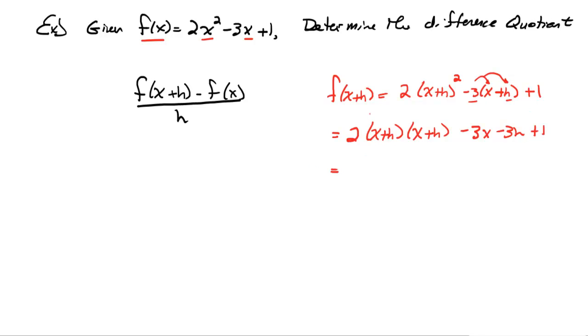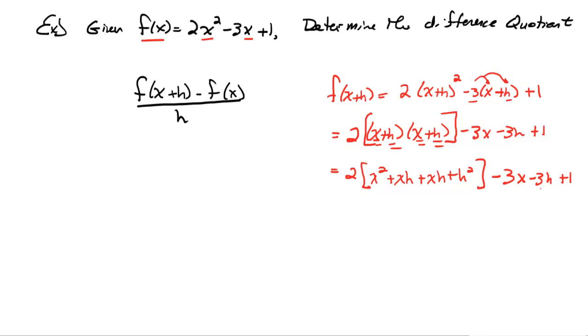And now I'm going to FOIL out this x plus h squared. So I'm going to have 2 times x is x squared. X times h is plus xh. H times x gives me plus xh. H times h gives me plus h squared. And this will be all in a bracket. And I'm subtracting off 3x and a 3h, and I'm adding 1 at the end.